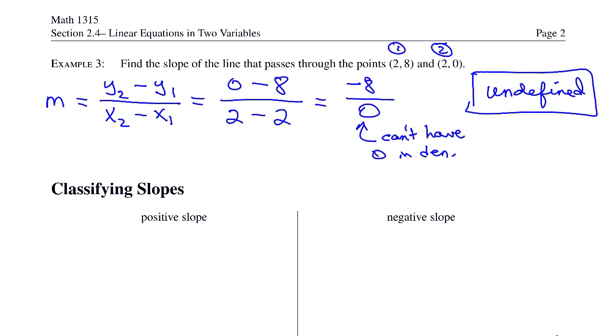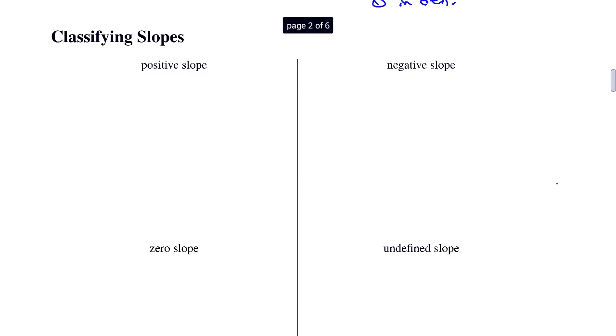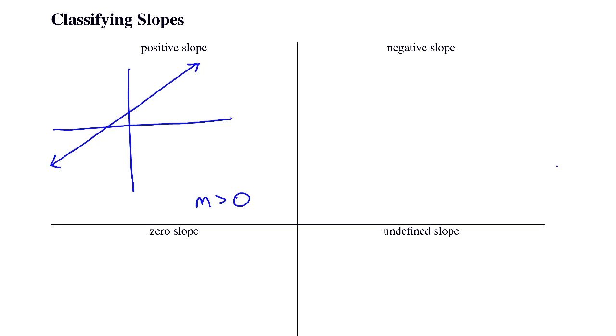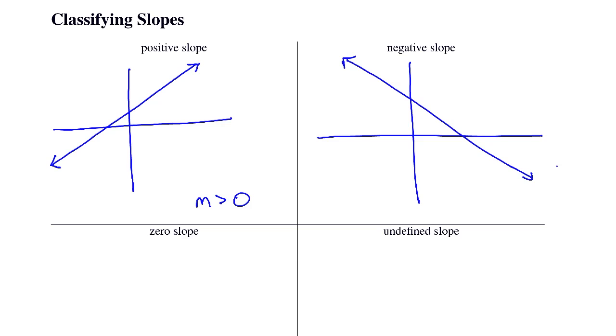Let's classify the slopes in 4 different ways. First, we have positive slope. Remember, that corresponds to rise over run. We have a graph that is increasing from left to right, and that is when the slope is positive. In other words, m is greater than 0. On the right, we have negative slope. Negative slope means we have a line that is decreasing from left to right, and that would be m is less than 0.